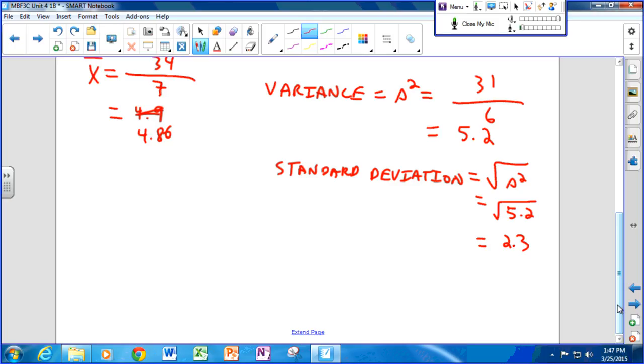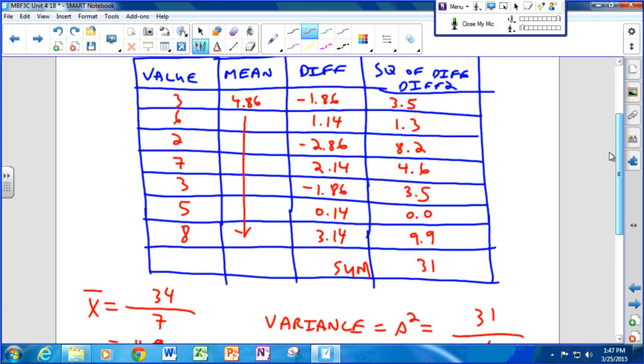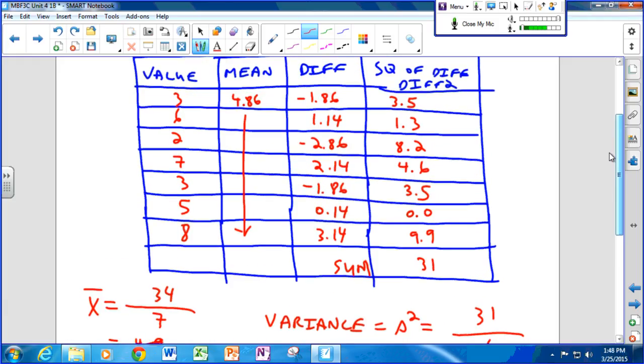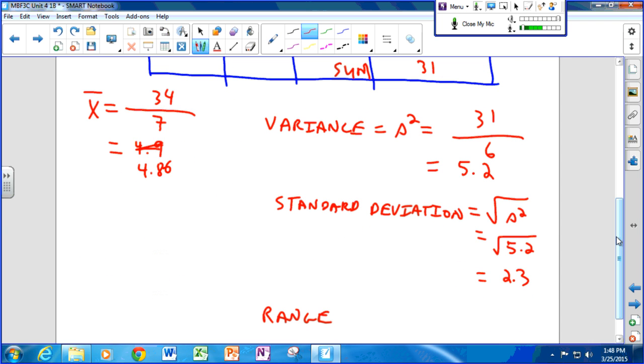Okay. Now let's take a look. Oh yeah, and the range. Okay, so the range is 8 is the largest and 2 is the smallest. So it's 8 minus 2. Okay, so that's 6. Okay, so those are our values there.